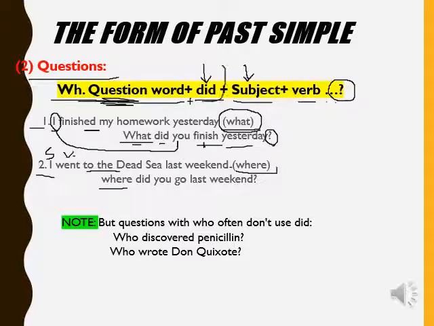After where, I have to put did, so I put did. Then the subject, I want to ask him, so I say you, where did you? And then the verb went, of course, with no ed. الفعل went هو فعل irregular. المضارع مالته هو go, so I put go.